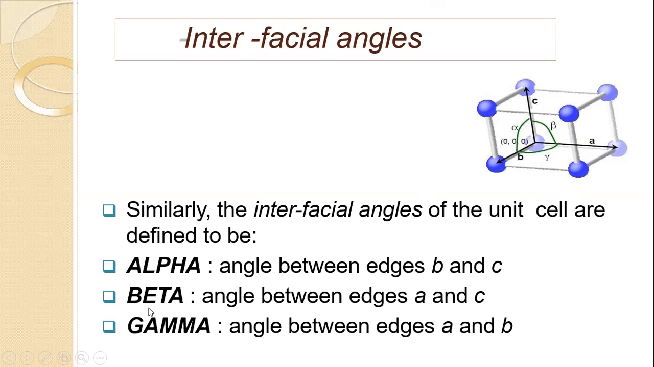Next, coming to the beta angle, the angle is between the A and C points. Lastly, the gamma angle is between the edges A and B. So these are the three different types of angles in the interfacial angles of a unit cell: alpha, beta, and gamma angles.